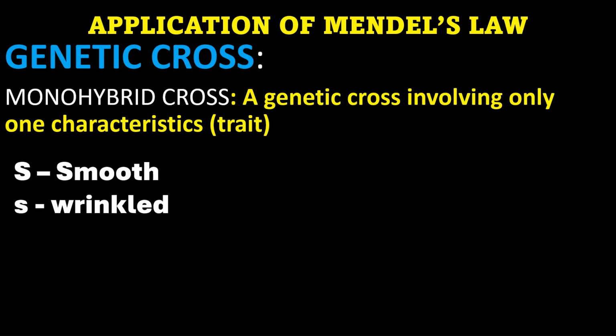So the dominant produces the smooth color or makes the seed or the organism smooth, and then recessive is for wrinkled. So if we have such a combination where we have two letters there, meaning after fertilization we have a diploid condition where we have two letter S.